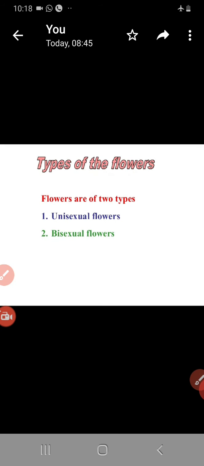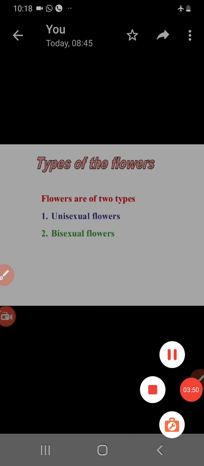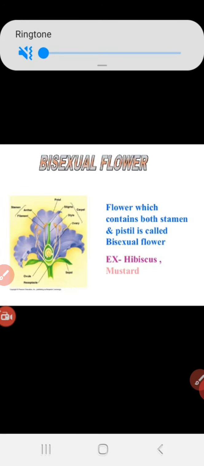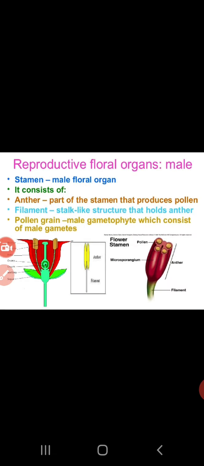Now types of flowers. What are the different types of flowers? So flowers are of two types. The first type is the unisexual flower, and the second type is the bisexual flower. Unisexual flowers are the flowers which contain either stamen or the pistil, means either the male reproductive part or the female reproductive part. Example, papaya and watermelon. Bisexual flowers are the flowers which contain both stamen and pistil. Example, hibiscus and mustard.